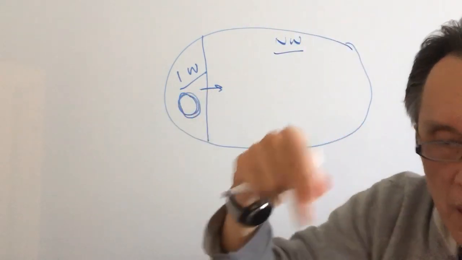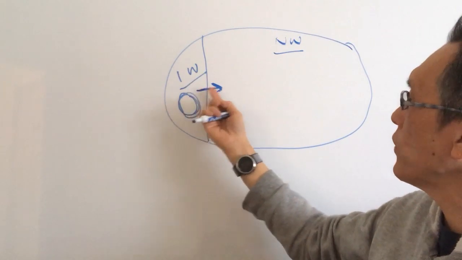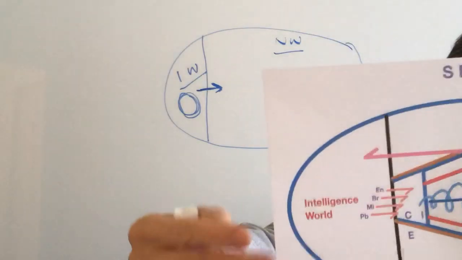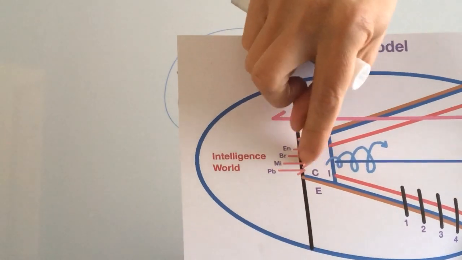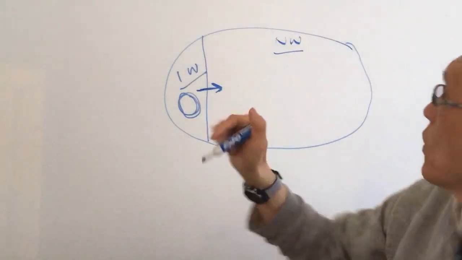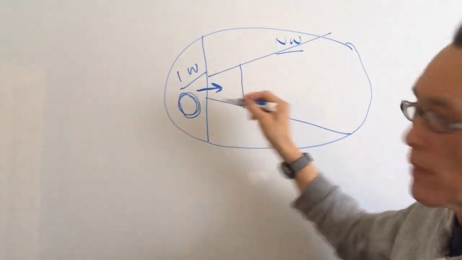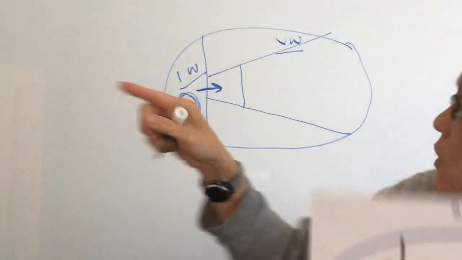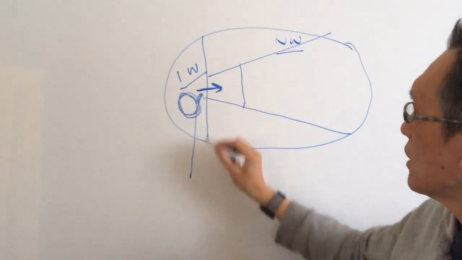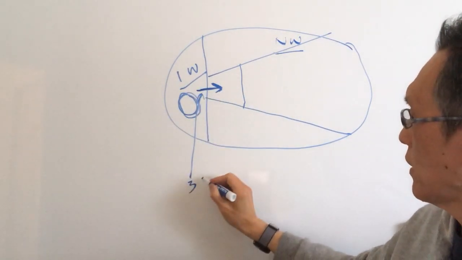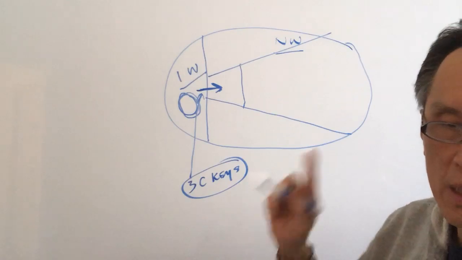Now, the three keys are helping us to move in here, in the S model, moving into this place. So if I now put this part of the S model, then this is the part. The three keys are moving in here. The three critical keys.